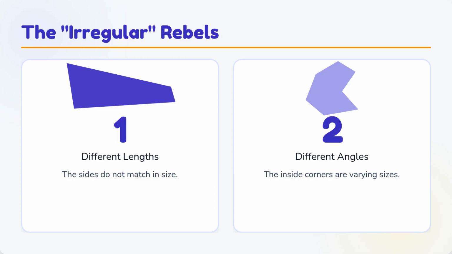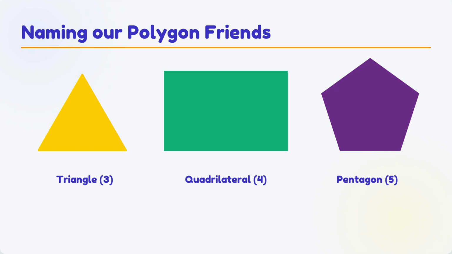Now, what about our rebel friends, the irregular polygons? These shapes break the symmetry rules. A polygon is irregular if it has sides that are different lengths, or if it has inside corners with different angle sizes. If you measure it and things don't perfectly match up, you've got an irregular shape on your hands.